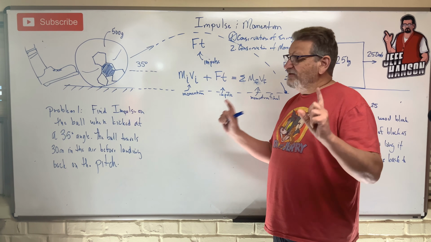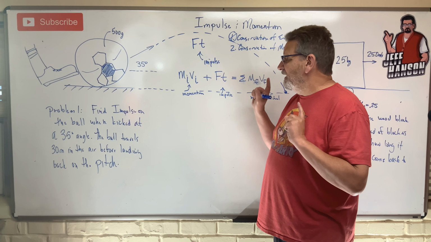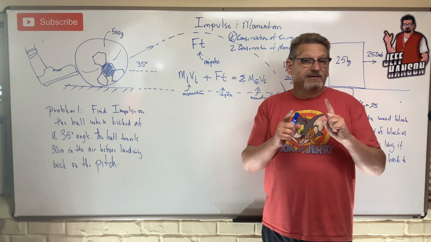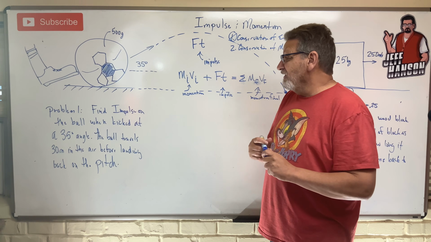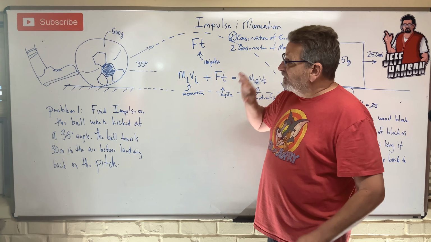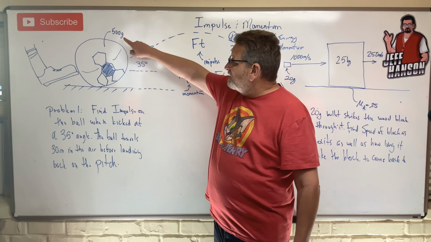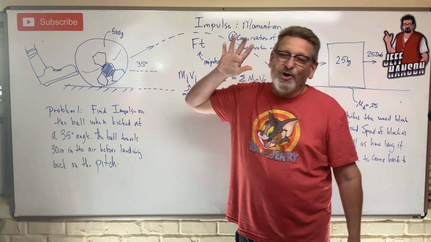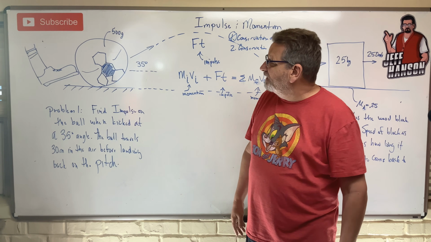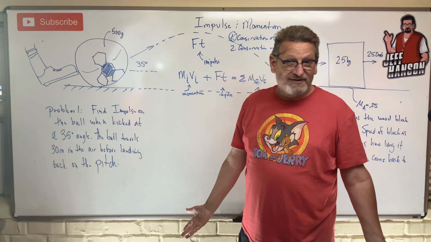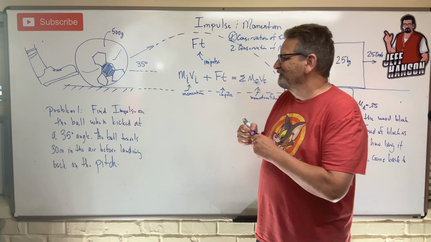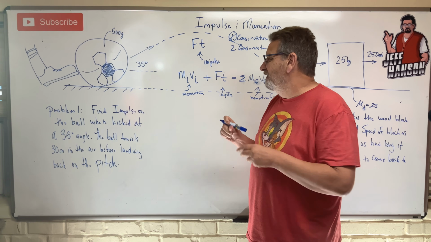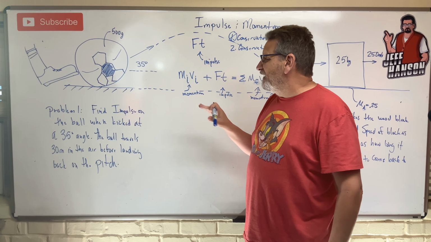Okay, one other thing that you've got to remember on impulse problems is direction matters. So direction does matter. So let's see what happens when this 500 gram soccer ball, I don't know if that's regulation size, I just made that up. I'm sure I'll get a comment that tells me the real size of a soccer ball. But anyway, let's see if we can solve this.